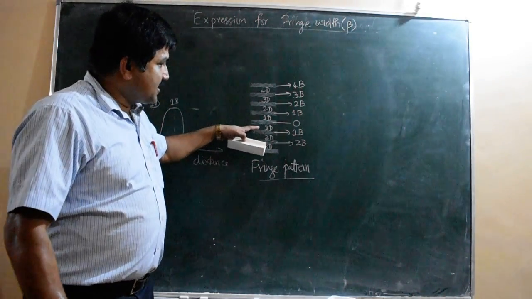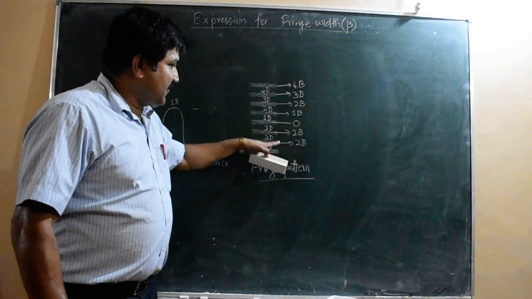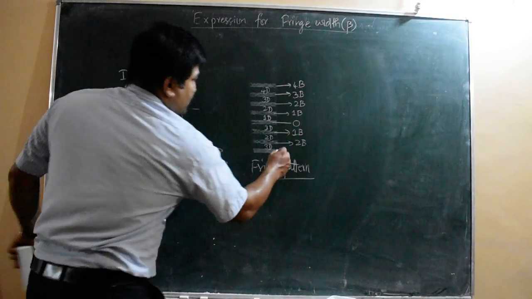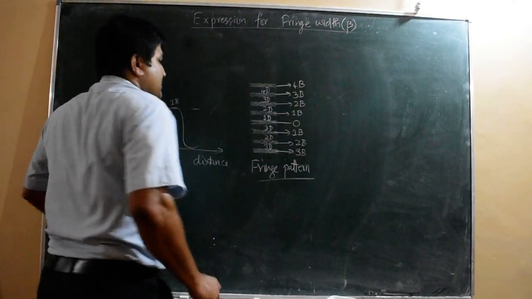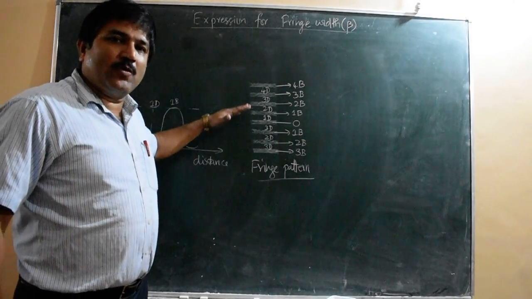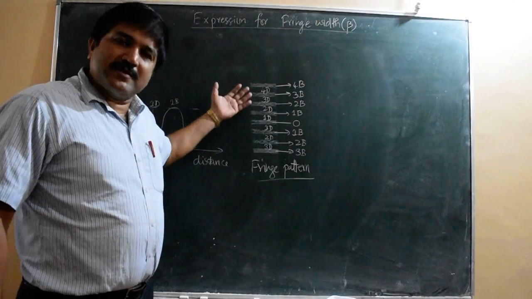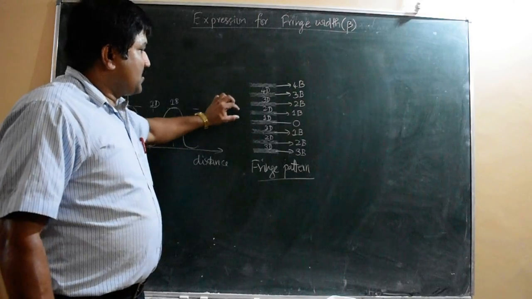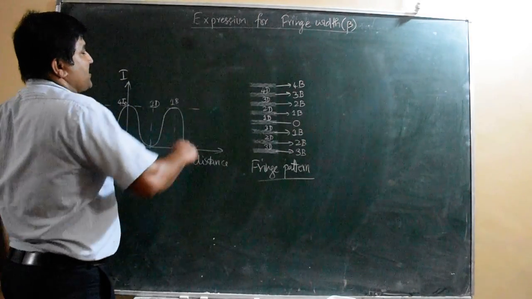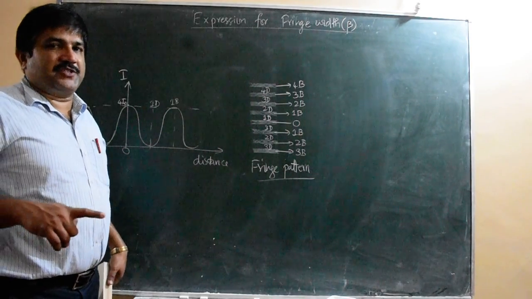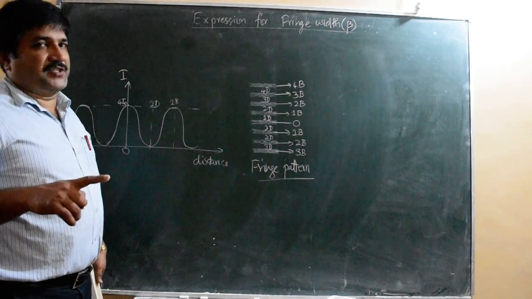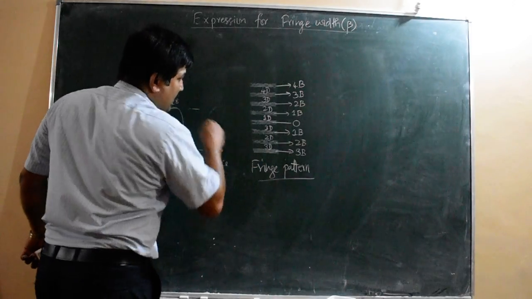You can see the first bright fringe, second bright fringe, third bright fringe on either side of the central maximum. All the bright fringes have equal width as well as the same intensity. Now fringe width means the distance between successive bright fringes or successive dark fringes. That distance is called the fringe width.